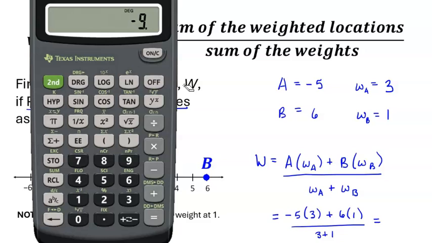So in this case, we're just going to type it how we would read it, negative 5 times 3 plus 6 times 1. And that gives us negative 9.